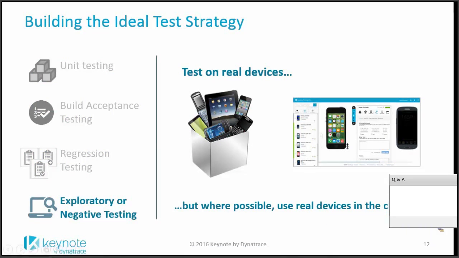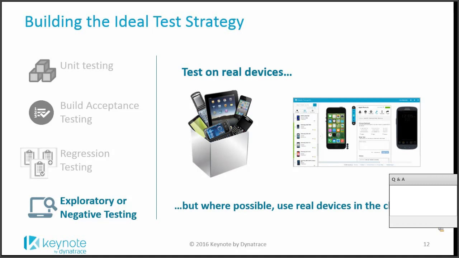So there's also other types of testing, like exploratory testing or negative testing, that really has to be done in a manual fashion. When you're thinking about exploratory testing, what that means is really acting like a user. So putting yourself in the space of a user and really just playing around with an app as you think a user would do.